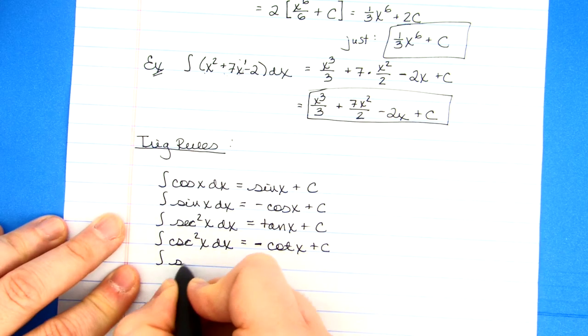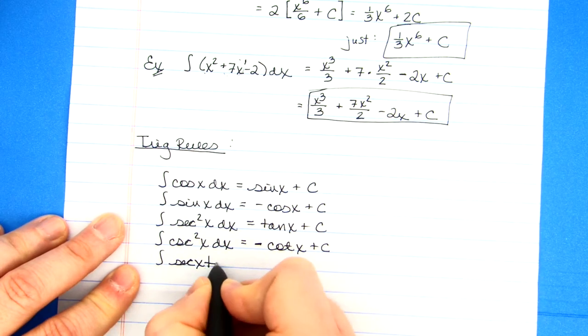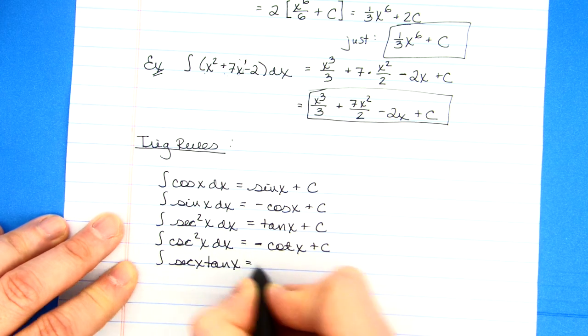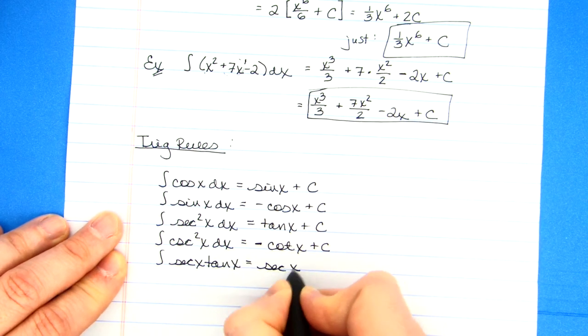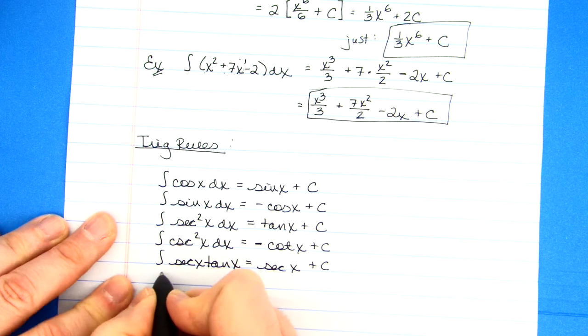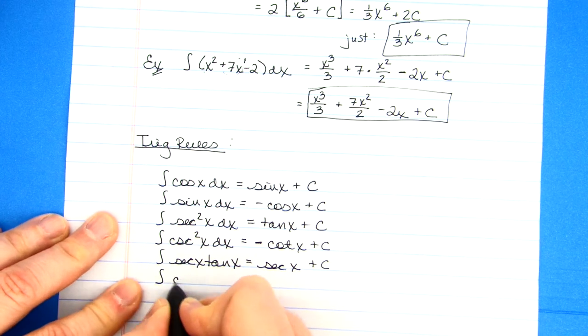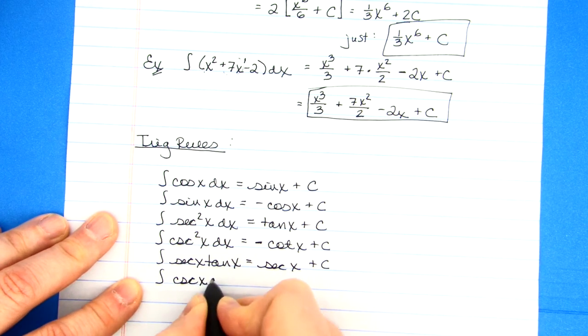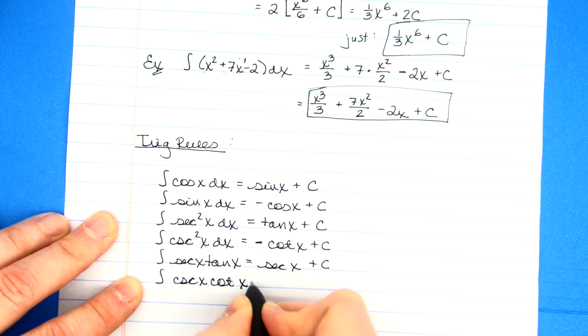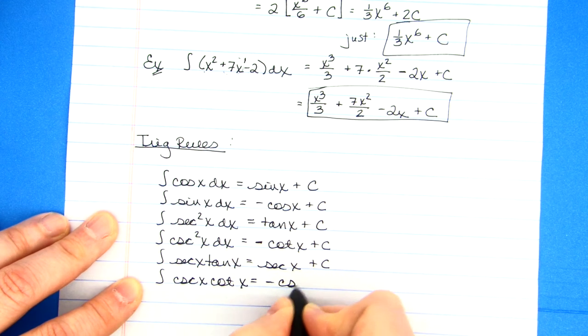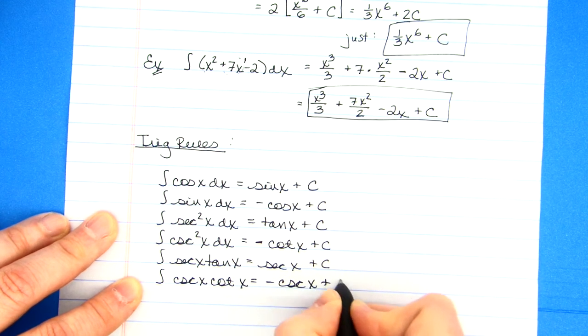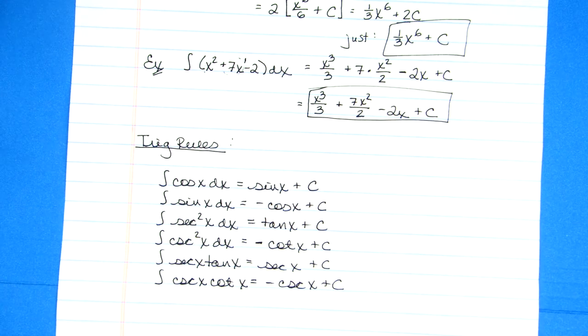The integral of the secant of x times the tangent of x is the secant of x plus a constant. The integral of the cosecant of x times the cotangent of x is the negative cosecant of x plus a constant. Yes, we will have to know all these rules.